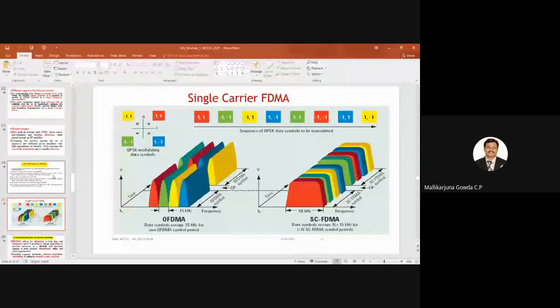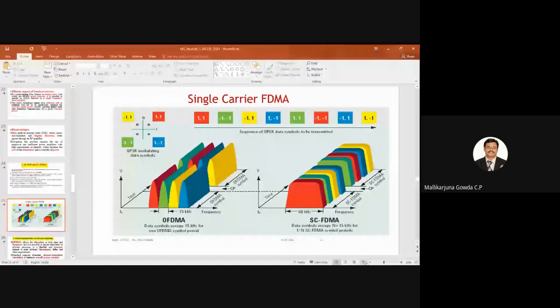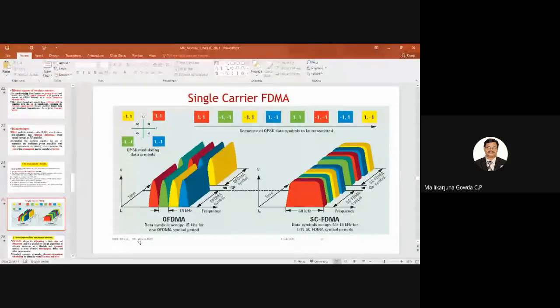Hope you are able to see this diagram, right? Yes, I'm asking. Yes, sir. Hello, is it possible to see? Yeah, you want me to put a full slideshow? Yeah, now I kept slideshow. Is it possible to see this single carrier FDMA diagram? No, sir. We are still in the previous mode. You're still in that mode only. Okay, fine.